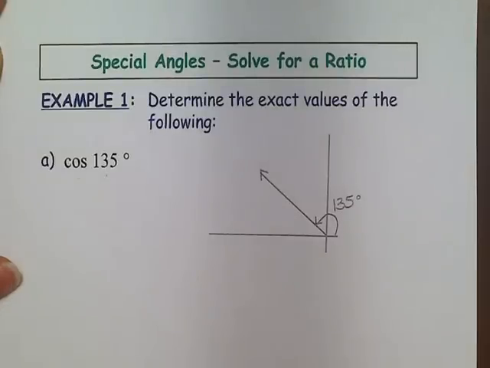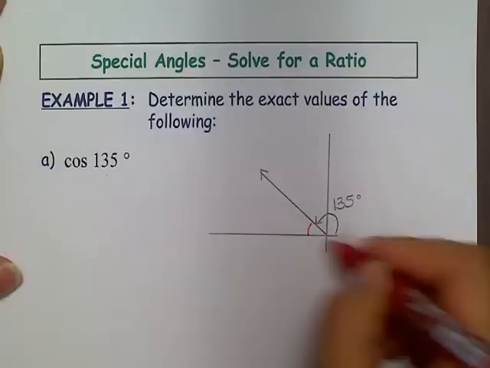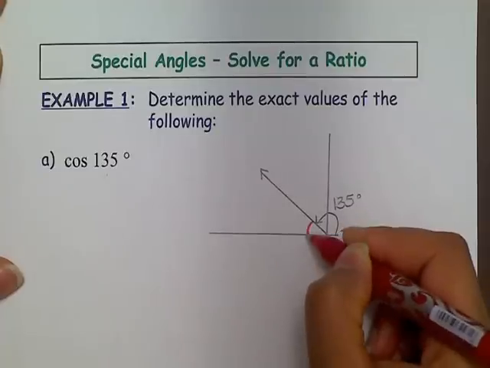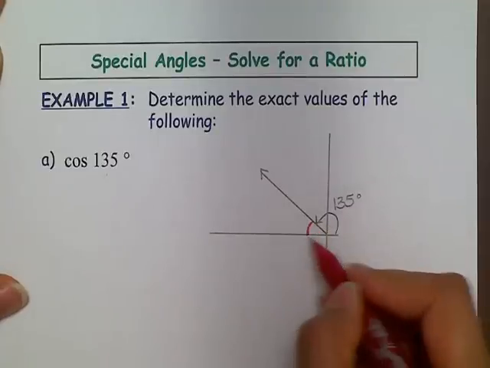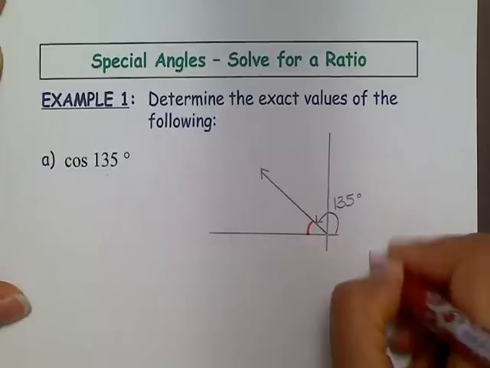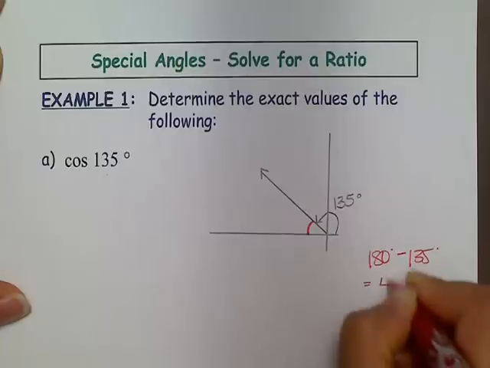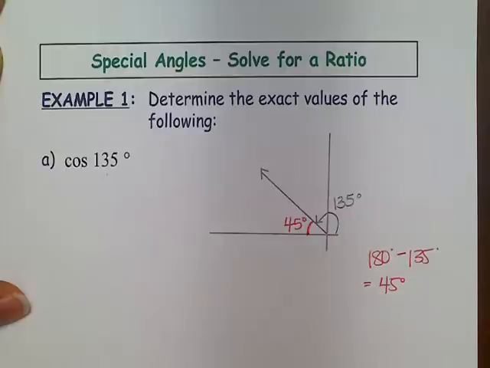Now my second step is to determine the related acute angle. What I want to know is what the small angle in here will be. This is a little bit less than a half rotation. A half rotation would have been 180 degrees. This angle in here I can find by finding the difference between 180 and 135. So 180 degrees minus 135 degrees gives me 45 degrees. So this is going to be my 45-degree special angle.